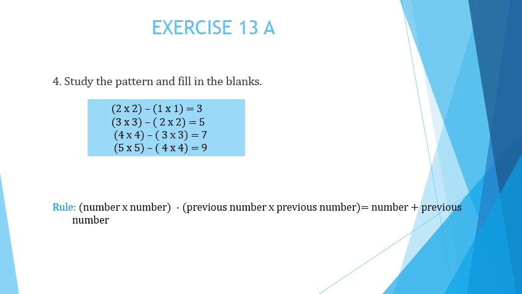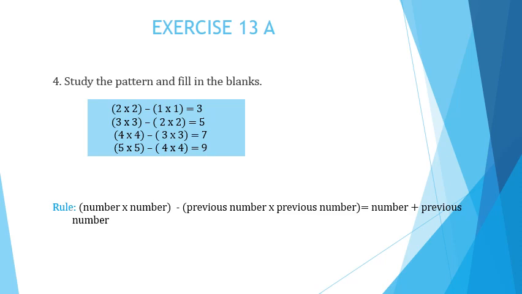In the same way, in the next one, it is 3 multiplied by 3 minus 2 multiplied by 2. Means 3 multiplied by 3 minus the previous number, that is 2 multiplied by 2. So what will be the answer? According to the rule, it will be number 3 plus previous number 2. So 3 plus 2 is equal to 5, right?